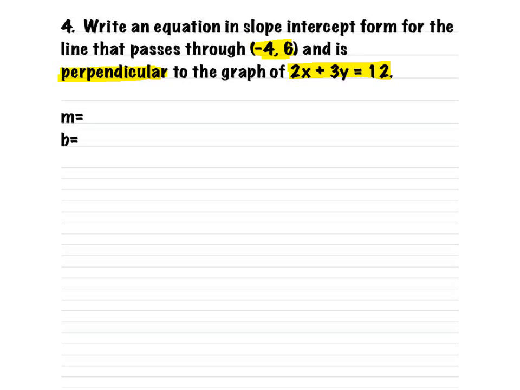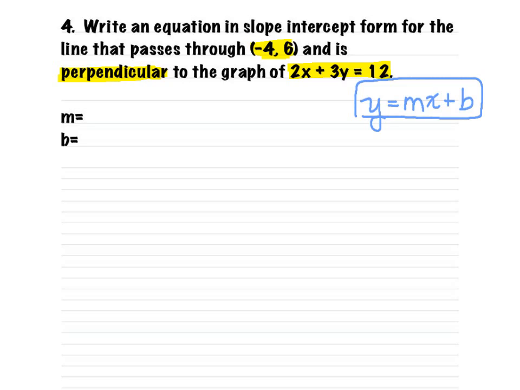Okay, number 4. Here we go. We want to write an equation in slope-intercept form. So, slope-intercept form is y equals mx plus b. That's going to be our goal. In order to write that equation, we need to know what m is and we need to know what b is. So we need to find out the slope of the line that we want to write and the y-intercept of that line. So we have to take various steps to find those.